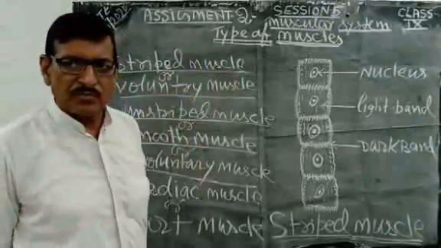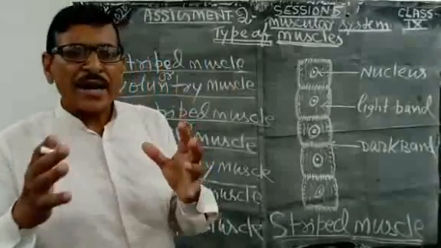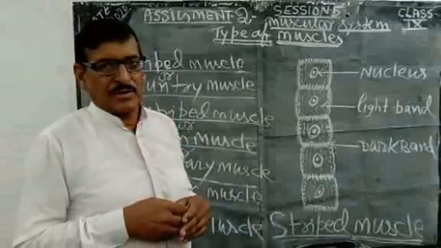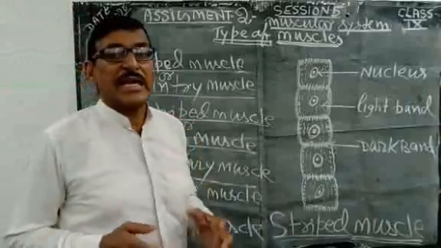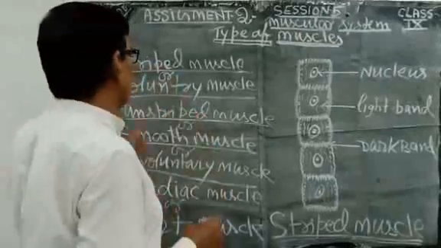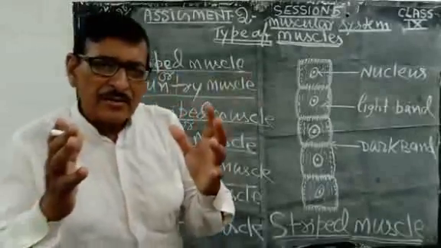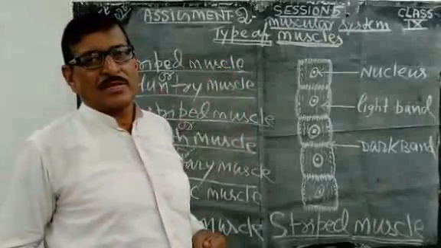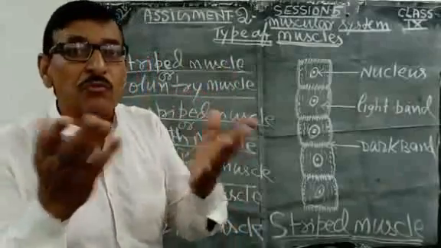Now children, these muscles are attached to the bones and make them move. They are called striped muscles or voluntary muscles. They are within our control. We can move them when we want.